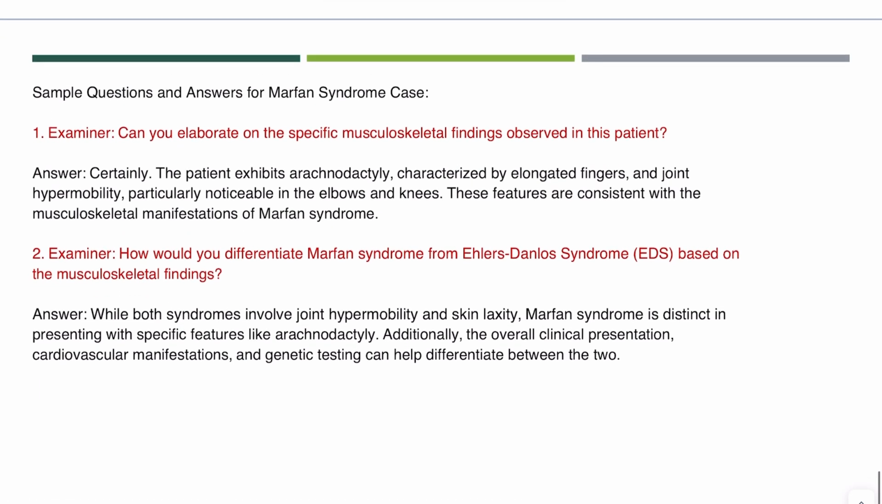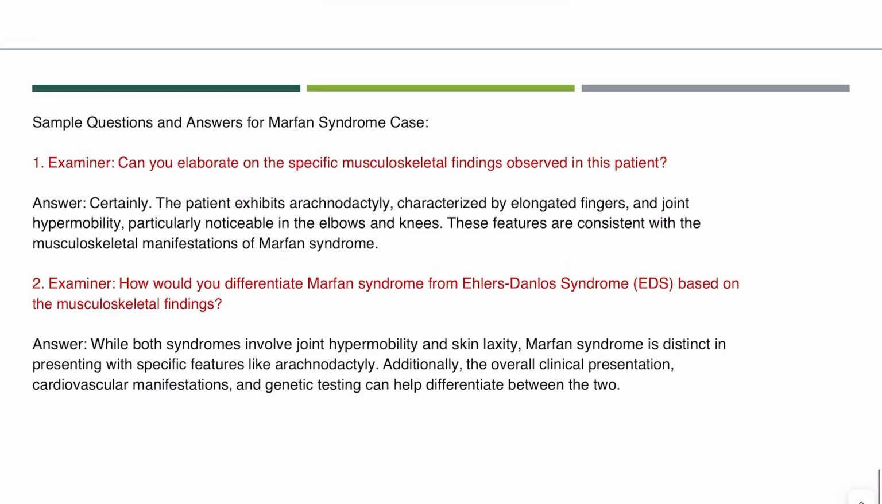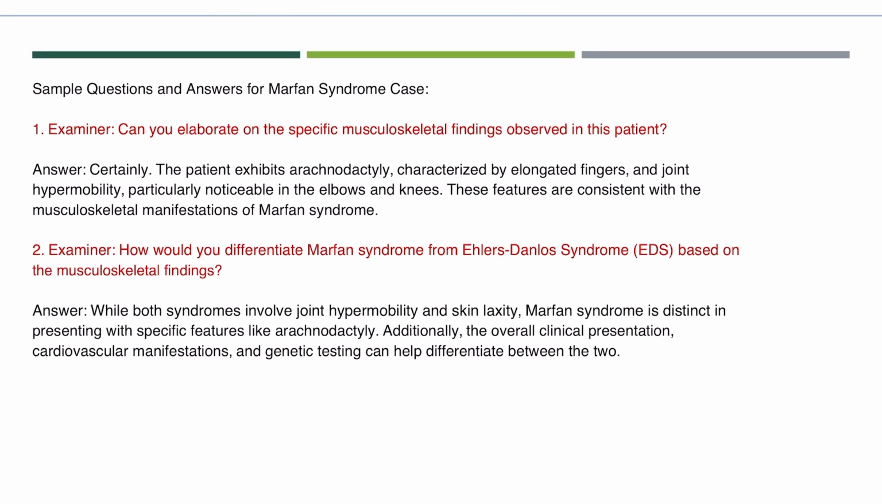Some of the questions which are usually asked in the viva, remember the examiner has 5 minutes for this. So now we just try to give very short answers. Can you elaborate on the specific musculoskeletal findings observed in this patient? This is quite simple, you have already presented it. The patient has arachnodactyly, elongated fingers, and joint hypermobility, particularly noticeable in the elbows and knees, and these are consistent with musculoskeletal manifestations of Marfan syndrome.